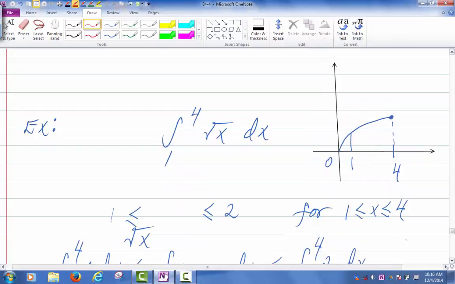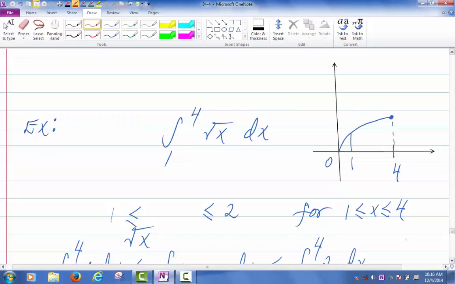Okay, so the next example is to use those comparison results. Let's say we are looking at the integral from 1 to 4 of root x dx. At this point, we don't know how to compute this. We don't know what's the exact value of this integral at this point. I can interpret this integral as an area, but I cannot find the value of the area.